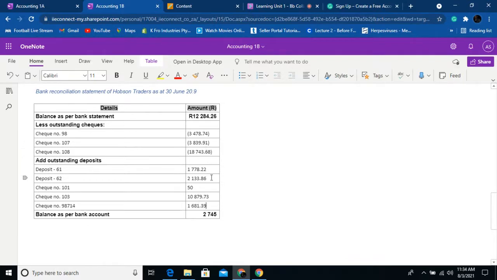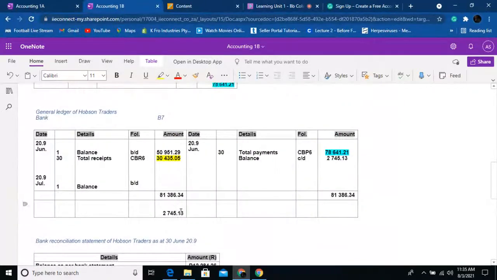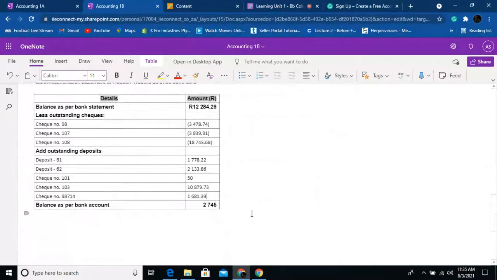Okay, then if you add, do your maths over here. If you add and subtract, you should then arrive at this same amount. So when your amount on the balance for your bank recon at the end is equal to your balance on your bank account, you know that you've done your reconciliation correctly, and everything is in order, and you need not worry about anything.